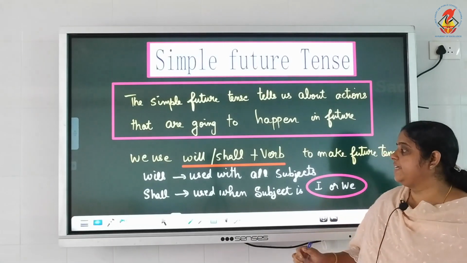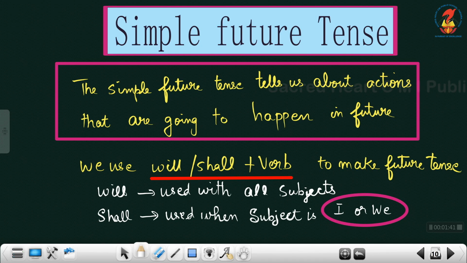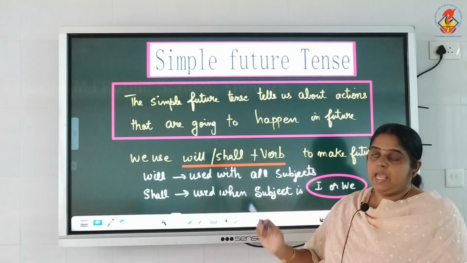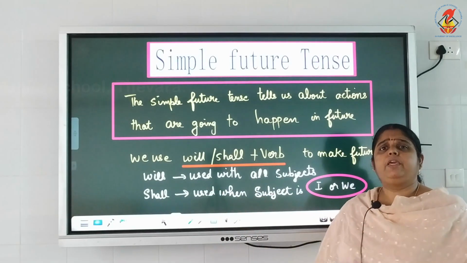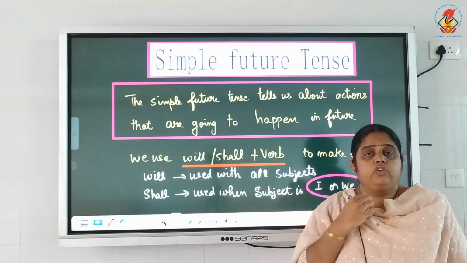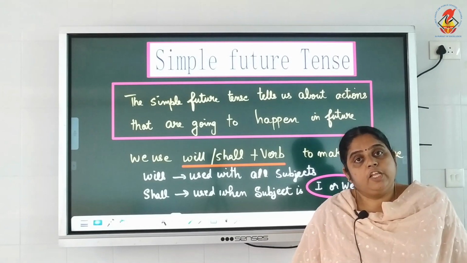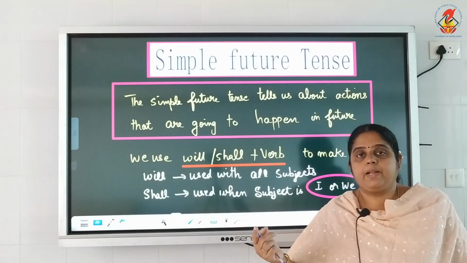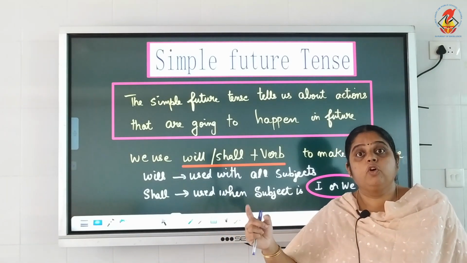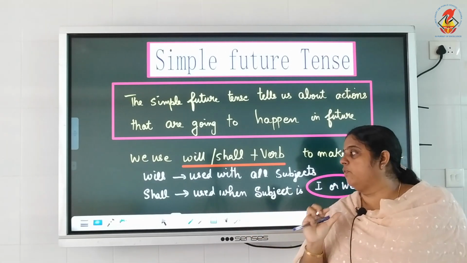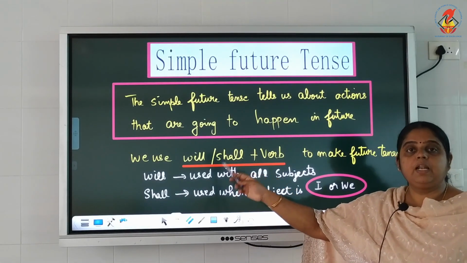In simple future tense, what we do is we use will or shall plus original form of the verb. Okay, will or shall plus verb is used to make simple future tense. And in the use of will and shall, will can be used with any subject, singular or plural or male or female, whatever, I or you or we, we can use will. Okay, that is, she will go to school tomorrow. Will plus verb go, the original form. We don't say she will goes or she will going. No. So, will plus the original form of the verb is used to make simple future tense.